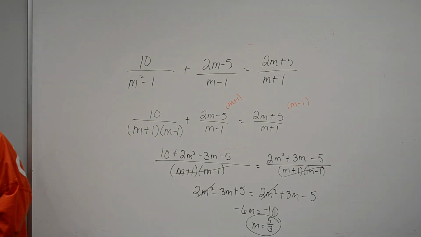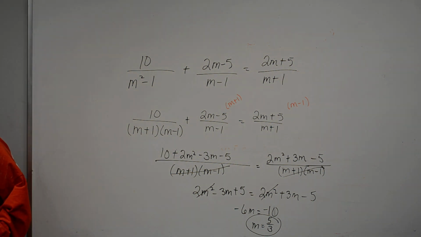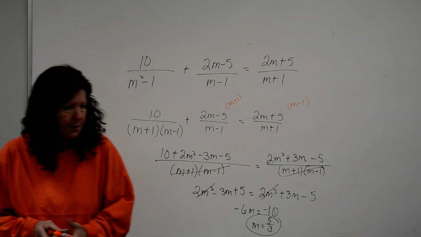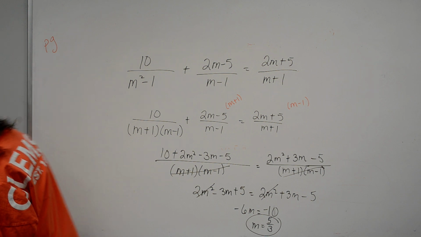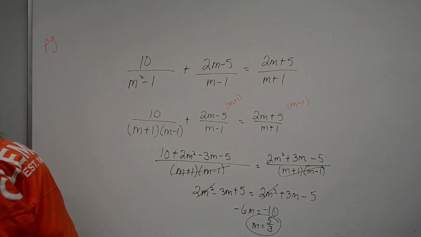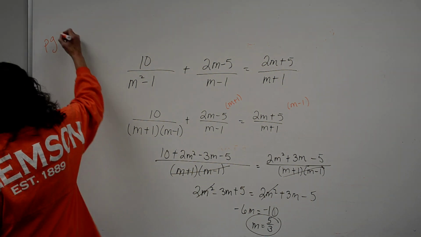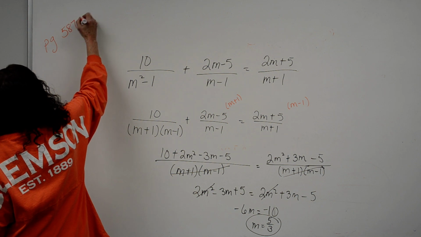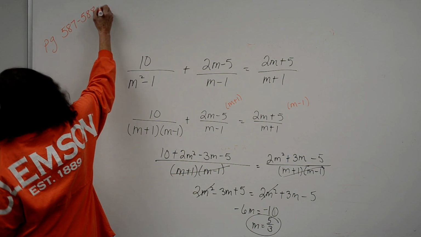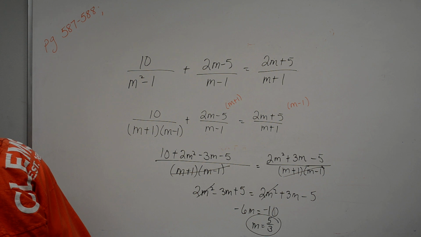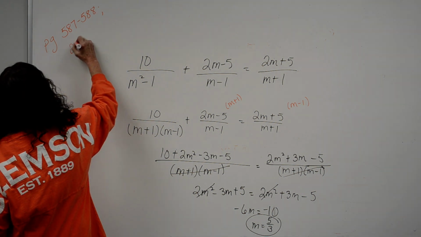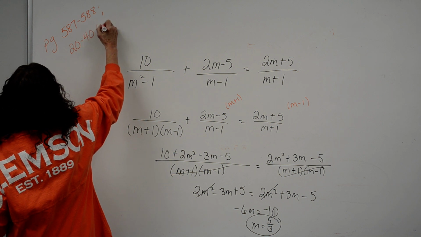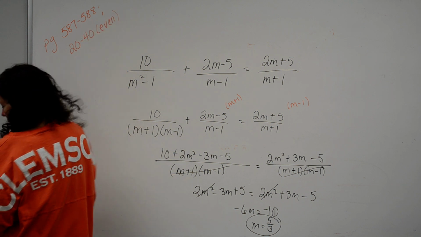I'm going to give you your homework. Obviously, you will have your test on this tomorrow. So your homework is on page 587 and 588. And I want you to do 20, let's just do 20 through 40 even. That way you can definitely take your time on it and make sure that you're getting it.